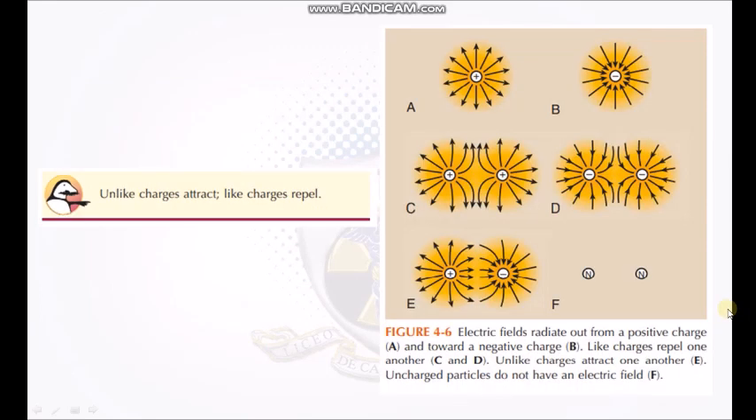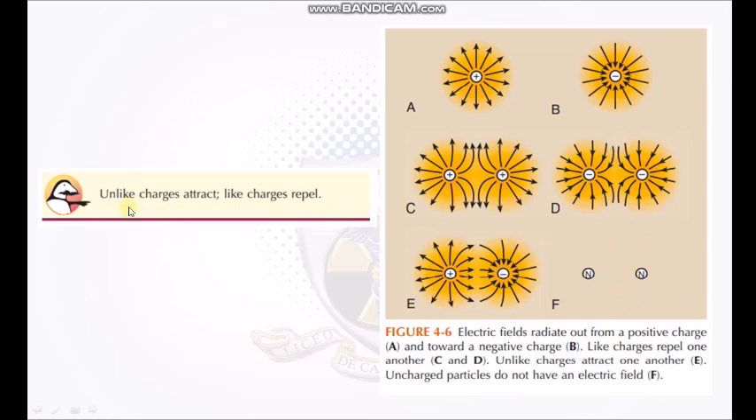First, unlike charges will attract, and like charges will repel. You have an illustration here. First, a proton, a positive charge, represented with the force of the positive charge going outward. Then letter B, a negative charge, the force of the negative charge going inwards. Letter C is both positive, letter D is both negative, letter E is positive and negative, and letter F is a neutron, which means neutral in charge.